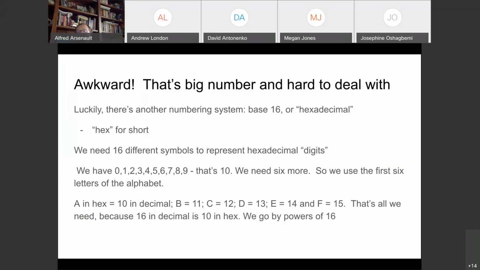Now, in decimal form, the letter A means 10. So if I see a hex number with the letter A, that means it's 10. If I see the letter B, that means it's 11. If I see the letter C, that's 12. D is 13, E is 14, and F is 15. So when we add A through F to 0 through 9, we now have 16 symbols, and we can now represent hexadecimal math. We go by powers of 16.